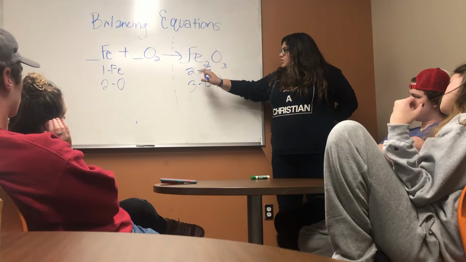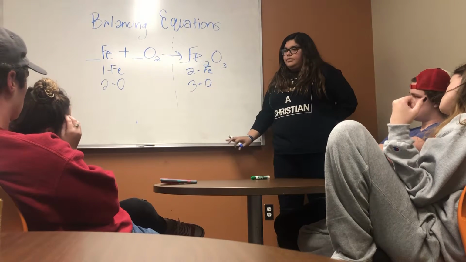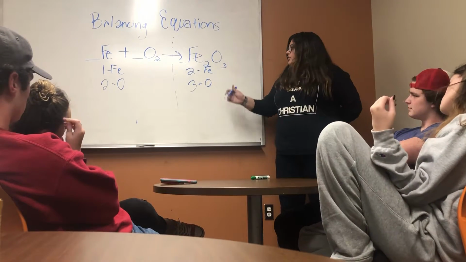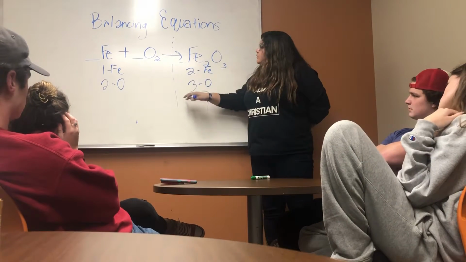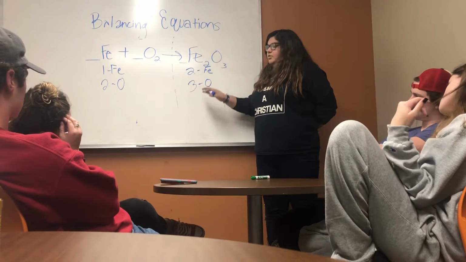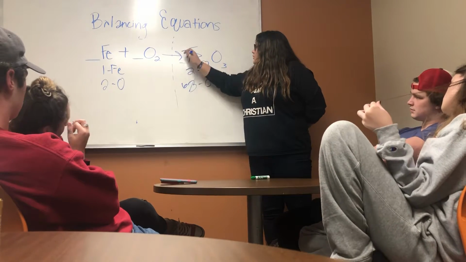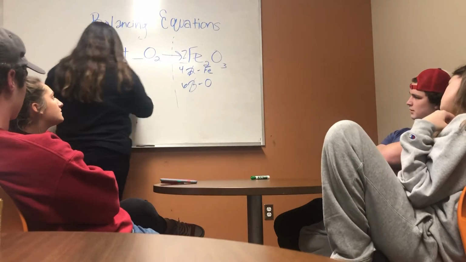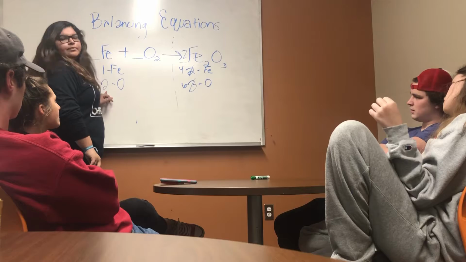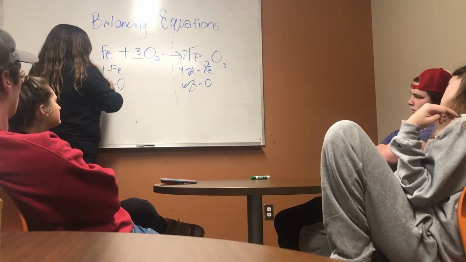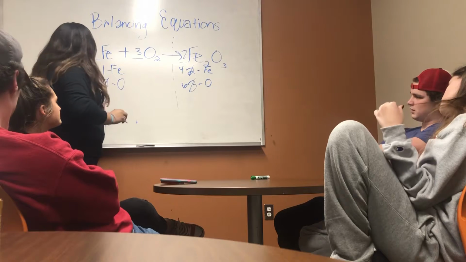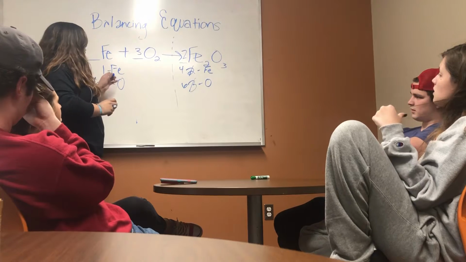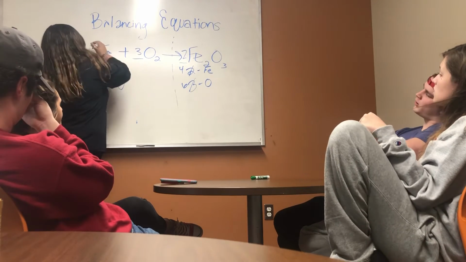Can we multiply 2 times something to get 3? No. So what's a multiple? 6. Okay, so 2 times 3 is what? 6. 2 times 2 is 4. Now on this side, what do we have to multiply here to get 6? 3. So 3 times 2 is 6. And how many Fe's are missing from this side versus this side? 3. So how do we get 4 Fe's over here? Multiply by 4.